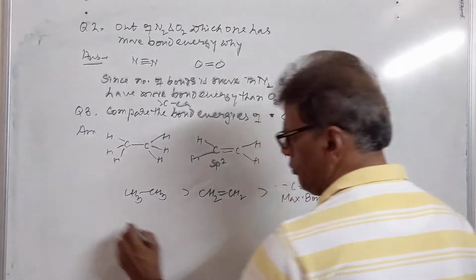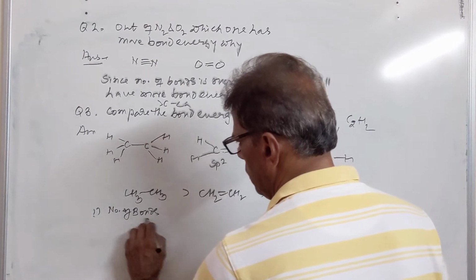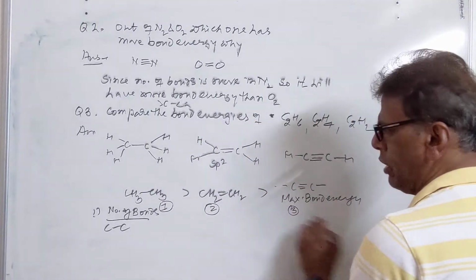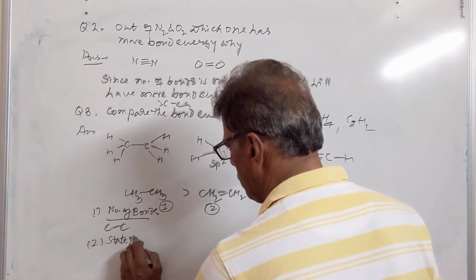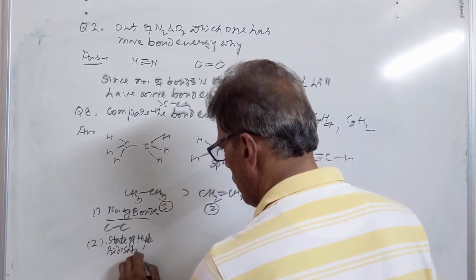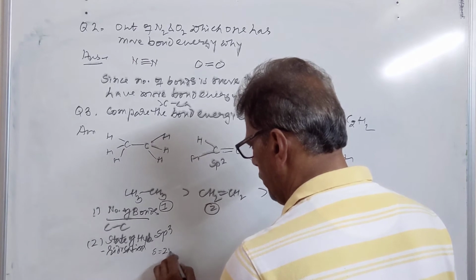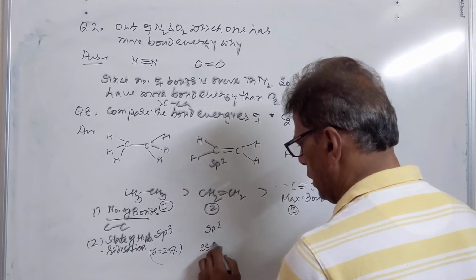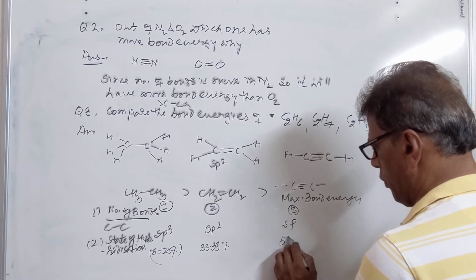So there are two factors. First factor is the number of bonds between carbon and carbon. Here we have one bond, here two bonds, here three bonds. Second is the state of hybridization of carbons. In the first case it is sp3, s character is 25%. In this case hybridization is sp2, s character is 33.3%. In this case it is sp, s character is 50%.